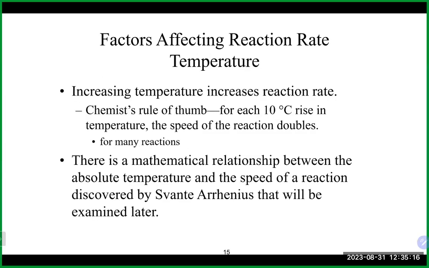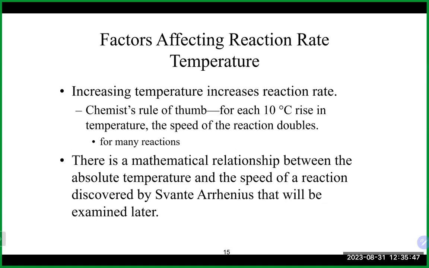Now, temperature is a really big factor in terms of the reaction rate. And typically speaking, increasing the temperature will increase the reaction rate. Usually, if you double the temperature, you could double the reaction rate by increasing about 10 degrees Celsius. The opposite is true as well. If you lower the temperature, you will typically see the reaction rate start to decrease.